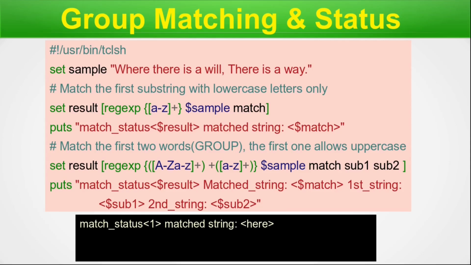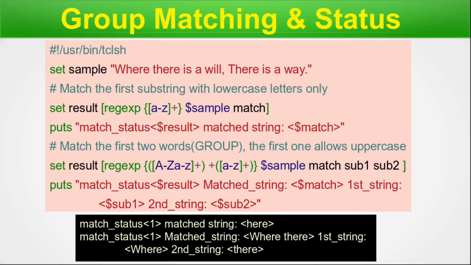There are only two puts commands here. The first will give the match status 1, because the status gives binary output, and the match string is here. Okay. So here the next puts command gives match status 1 and match string where there, which is the first string.